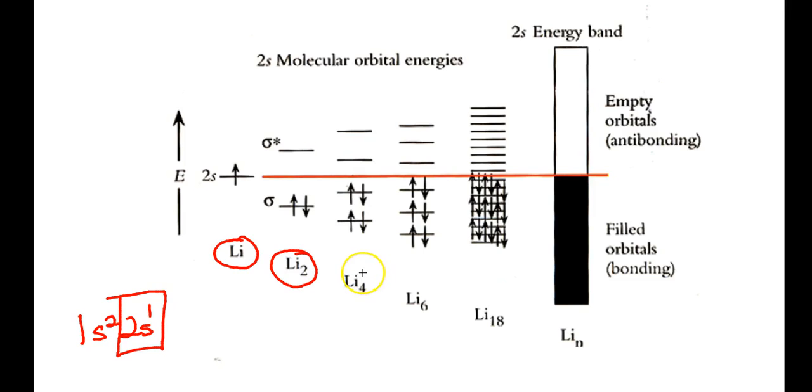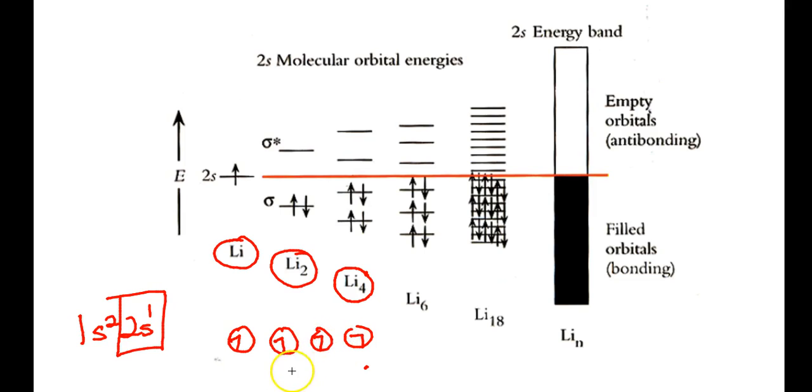Now if you add more atoms, like Li4, what you're going to do is add more orbitals. You see, you're going to add what? Well, 4 atoms are going to be 4 s orbitals. So you're actually going to make 2 sigma. So 4 atoms come together, each with 1 electron in the outer shell.